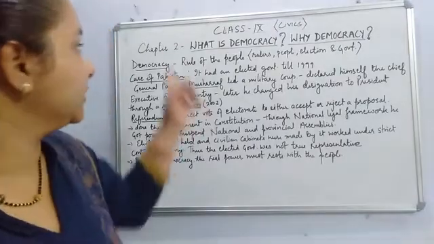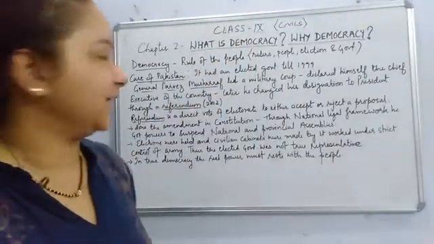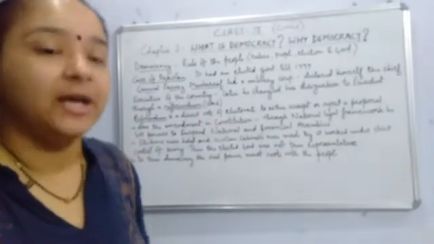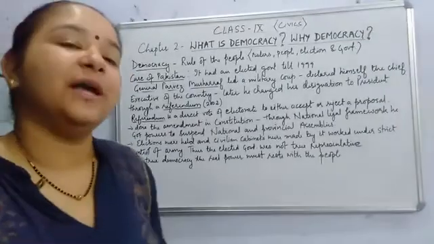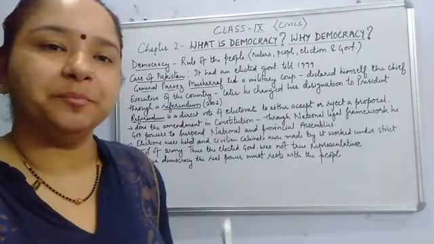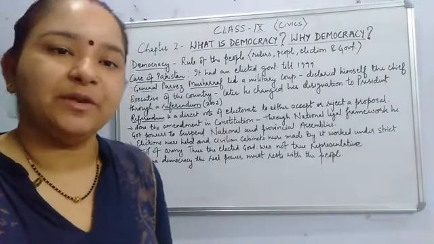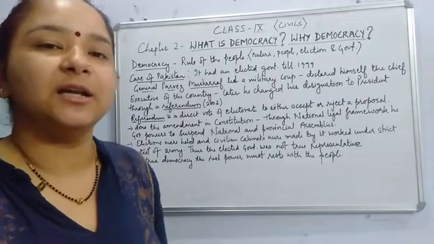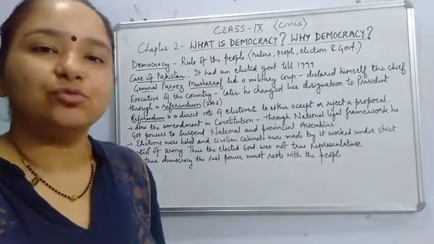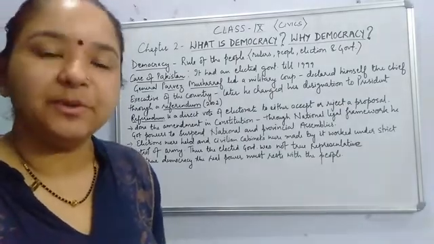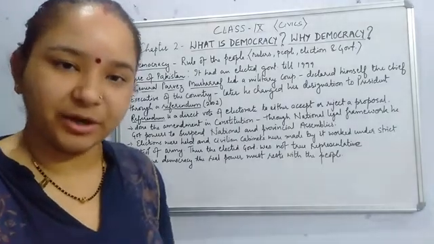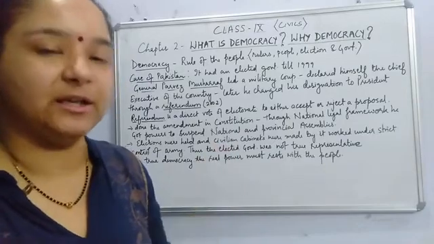To continue with the second chapter of class 9 civics, that is what is democracy and why democracy, this is my second video on it. In my first video, I have discussed the simple meaning of democracy. We have discussed the simplest definition of democracy, that democracy is a rule of the people, by the people and for the people, which was given by the US President Abraham Lincoln. And we have discussed this definition.